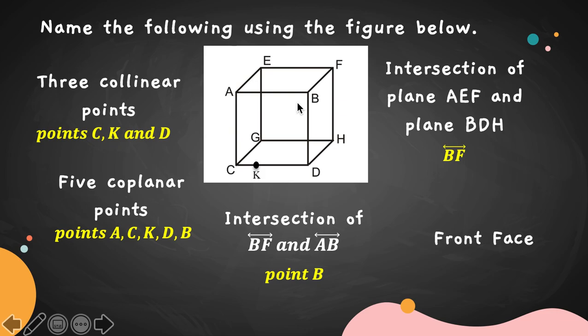And the last one, how do we name the front face? When we are dealing with faces, definitely it would be a plane. So just look at your front face and get three letters on the corners. That will be plane ACD. I can also name this plane ABD. You can also name this plane DCA. So it's up to you, as long as the points you use for the front face are on the front face.